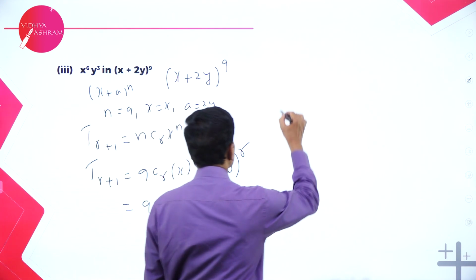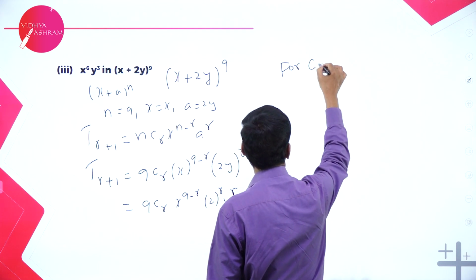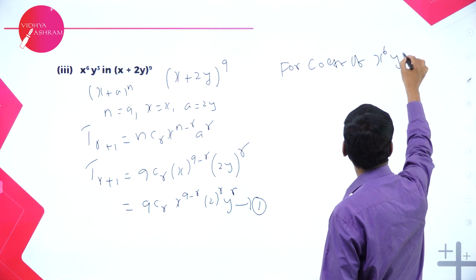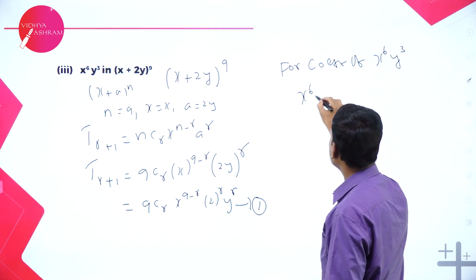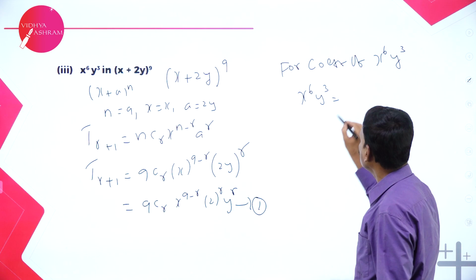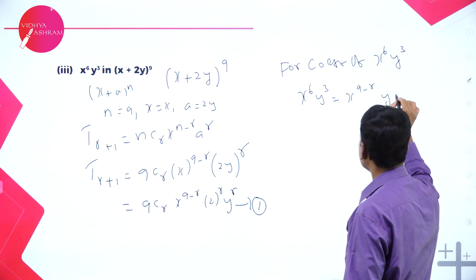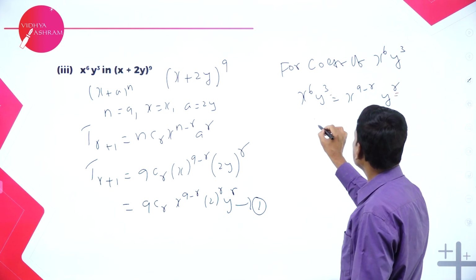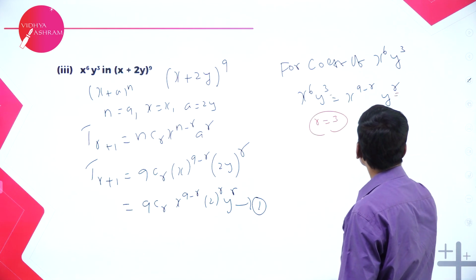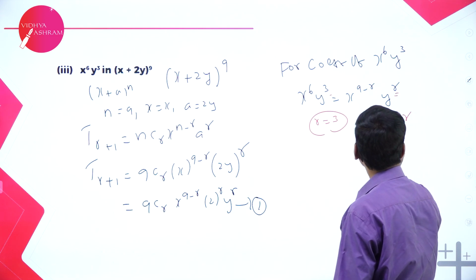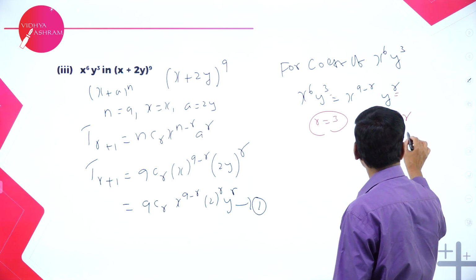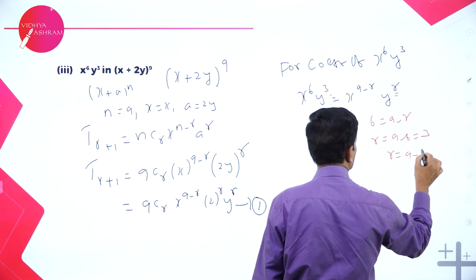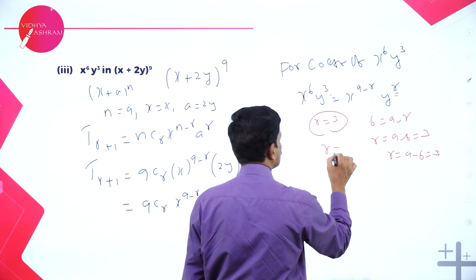Right. Now for the coefficient of x^6 y^3, equate it. x^6 y^3 equals x^(9-r) y^r. Now straight away from this we can write r is equal to 3. So r is equal to 3. Also 6 is equal to 9 minus r, so r is equal to 9 minus 6, that's equal to 3 itself. So r is equal to 3.